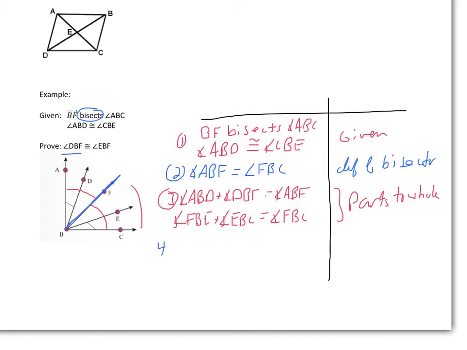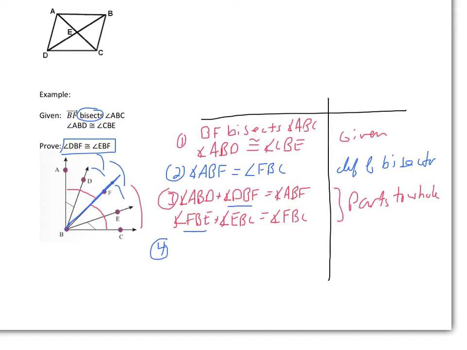Now again, we're trying to do this to show that those two angles are equal in measure: DBF right here and EBF right here. Those two angles we have to show are equal in measure. Well, if we look at our work, those two angles show up here, that's DBF, and here, FBE. So how do you get those two equations together?